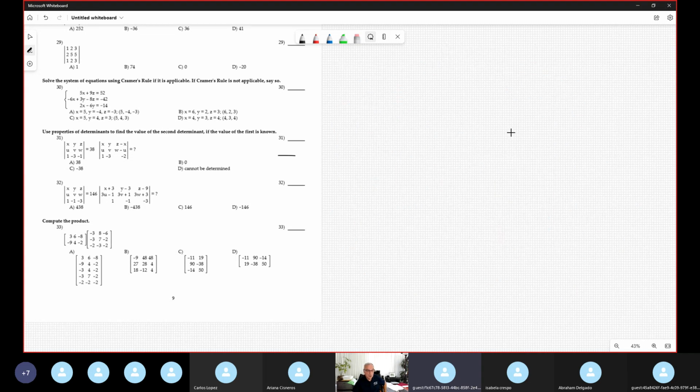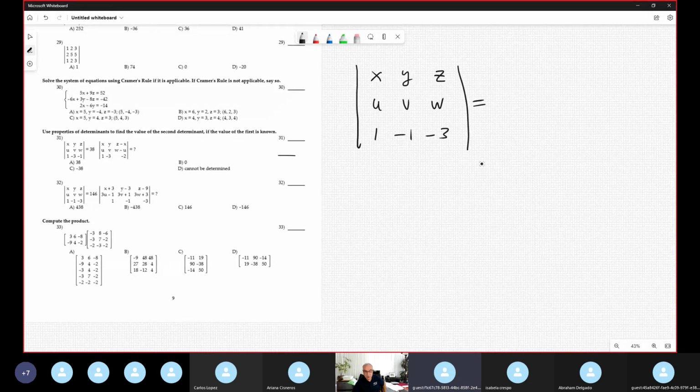Boom. Let's do it one more. This is 32. One determinant is given: x, y, z, u, v, w, 1, negative 1, and negative 3. The answer is 146. I need to compute another, more complicated, but it's similar to the original.